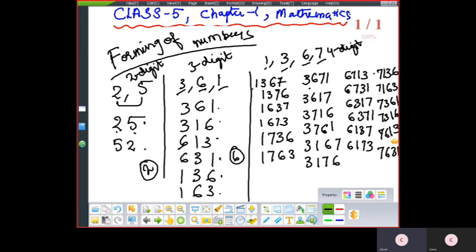So all the 4 numbers I used, and starting with each, each 4-digit number I got as 1, 2, 3, 4, 5, 6. So 6, 6 I got. Okay. So totally how many numbers are there? 24 numbers of 4-digit I got. Yes or no, children? So from this, the largest number.